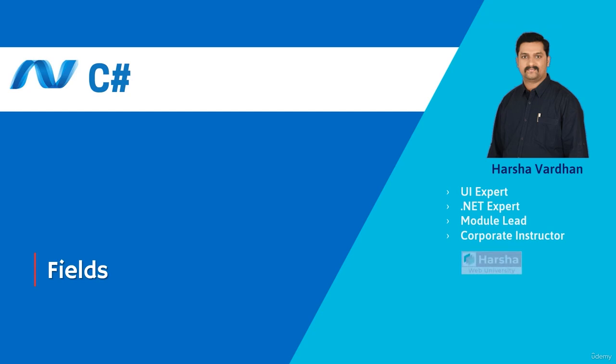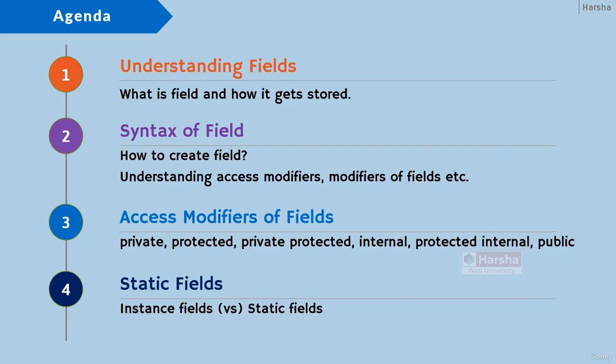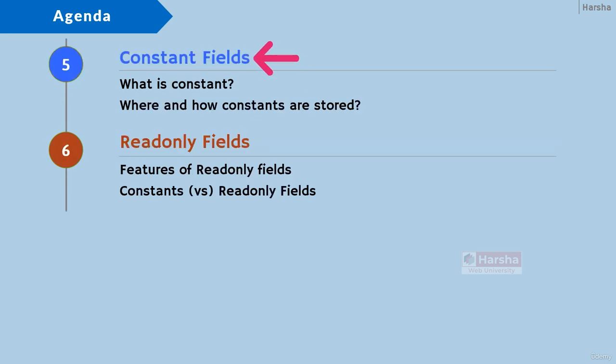In this section, we will explore the fields in C# object-oriented programming. The agenda for this section is first understanding the fields and syntax of field, access modifiers of fields, static fields, constant fields, and read-only fields.